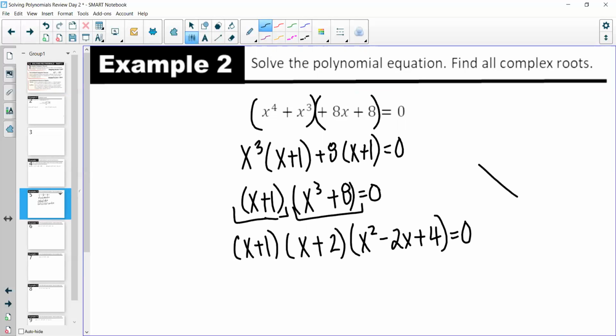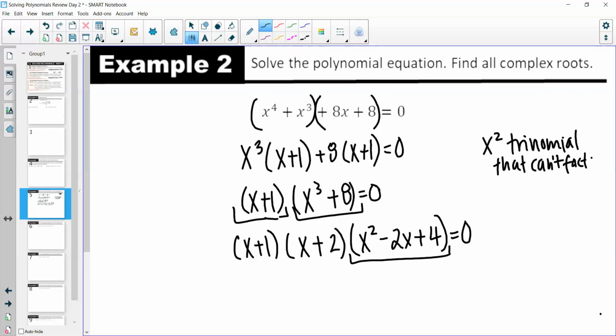This one is not. But as I try to factor this using my x method, I don't know about you, but I cannot come up with any numbers that multiply to 4 and add to -2. So guess what we're going to have to do? Whenever we run into a quadratic trinomial, so an x squared trinomial that can't factor, what are we going to do?